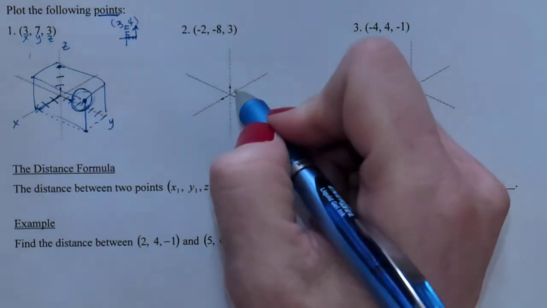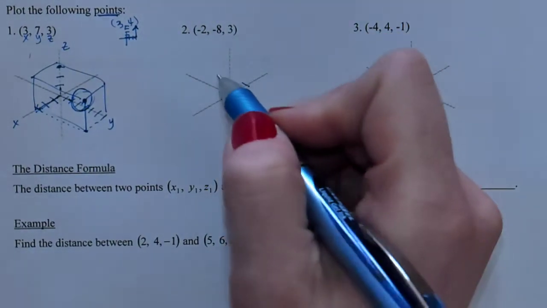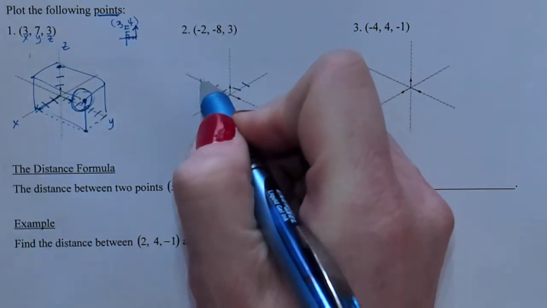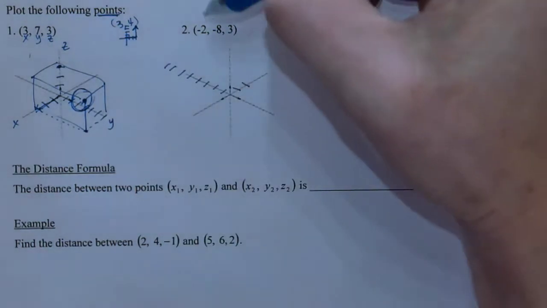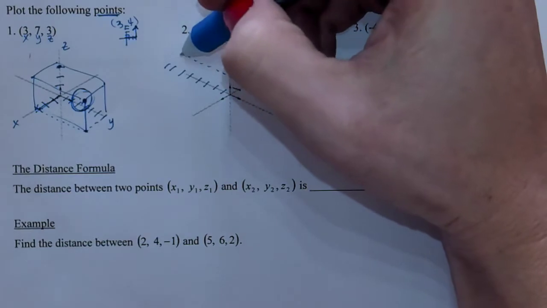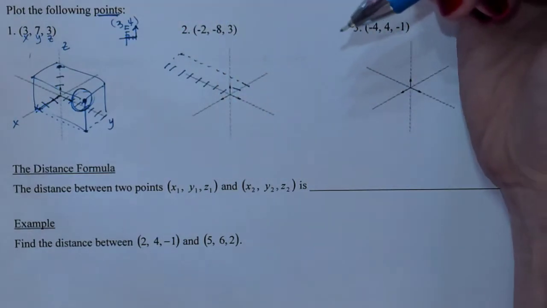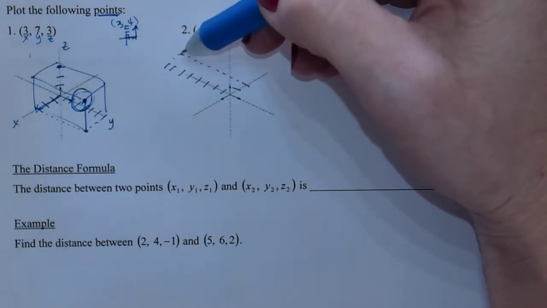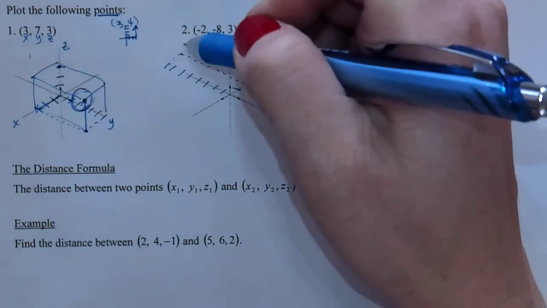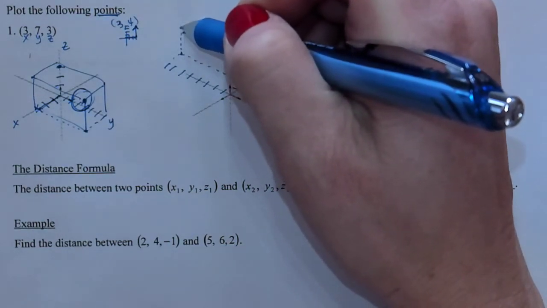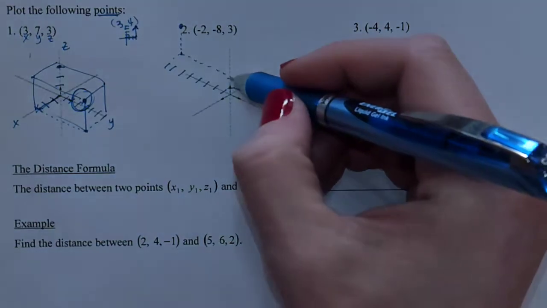Next up is -2, which means it goes back into the board 2. Then I'm going -8 to the left. So I'm way out there, out about that far. So hopefully you can see that this is kind of in the back corner. And then I'm supposed to go 3 from there. So I'm going to go up 3 from there. I can't go this 3.